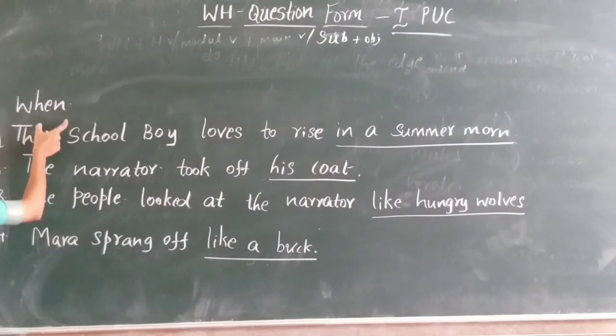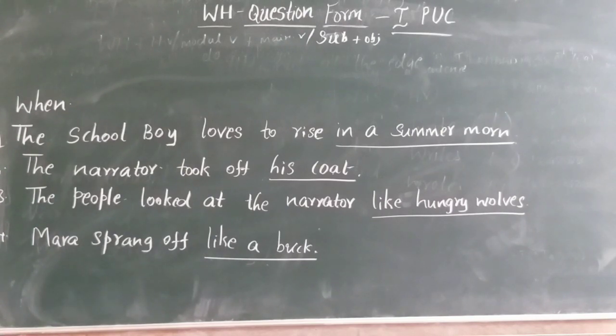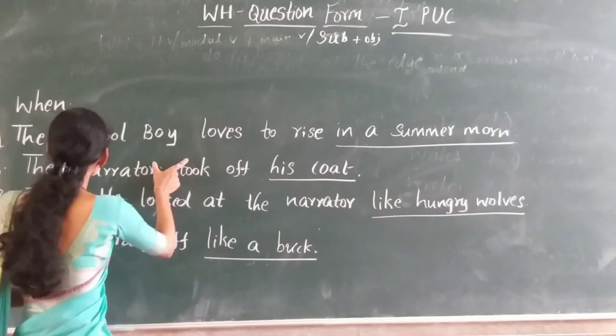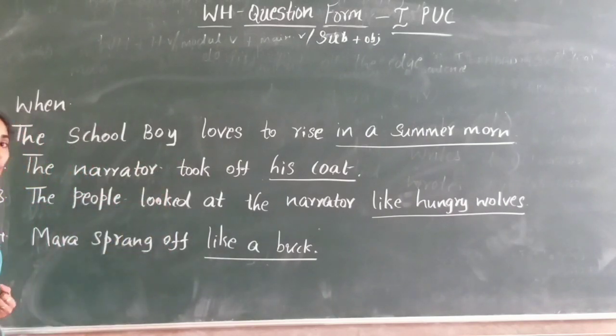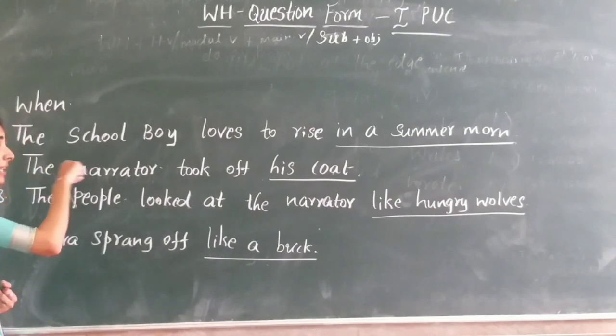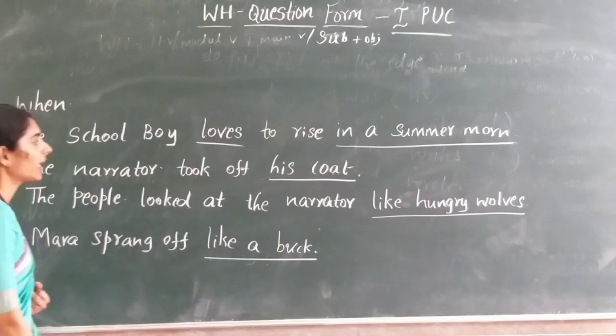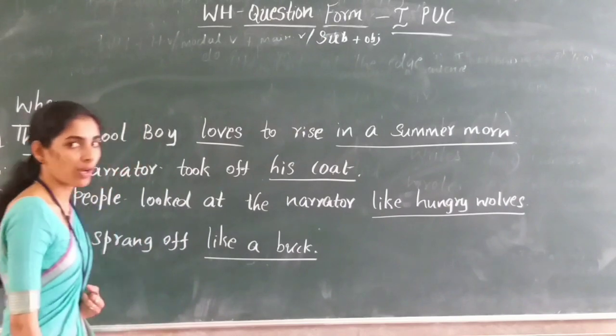We have written the WH word, that is when, and then there should be a verb. Is there any helping verb there? No, right? When we do not have a helping verb or modal verb, then we have to add the right form of do. So now identify the main verb here. Which is the main verb here? Loves. Right, loves to rise. So here that is the main verb. The schoolboy loves to rise in a summer morn.